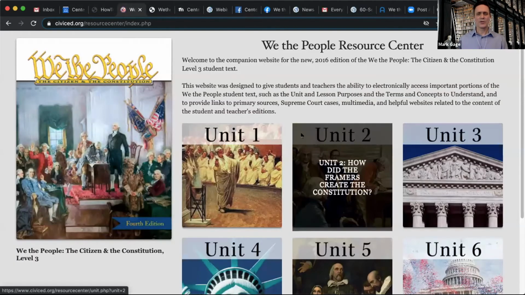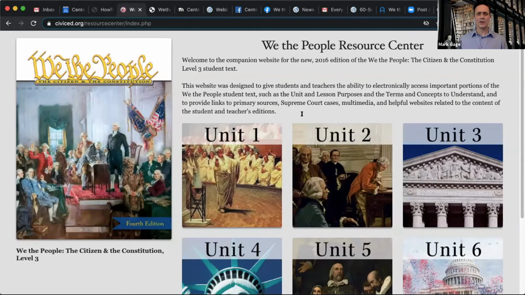I'm going to share with you a little known resource on our site, which is called the We the People Resource Center. Well, maybe a lot of teachers know about it, but it doesn't get all the glory and attention of an ebook. This is primarily for teachers who have the paper book, and they want to have some kind of digital resource for their classroom.